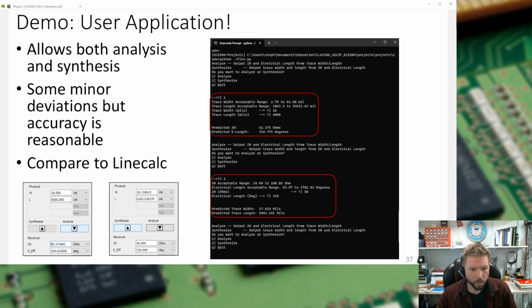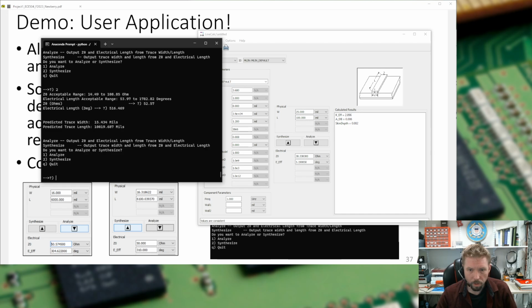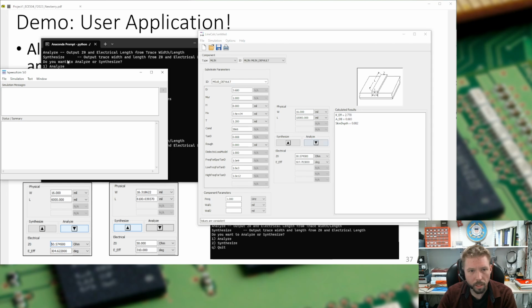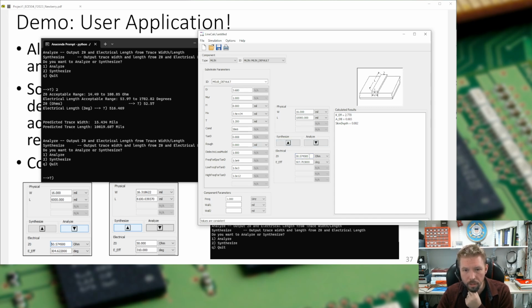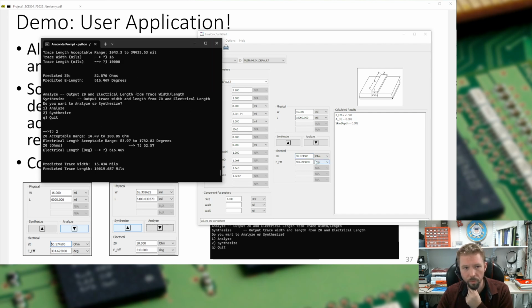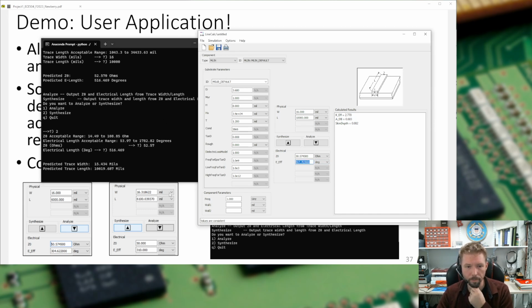And we can compare that to Line Calc as well, and I'll pull that up right now. So we'll do the same, 16 and 10,000. We'll analyze that. And Line Calc tells us 50.57, so about a 2 ohm difference, and about 9 degrees off, 507 degrees.